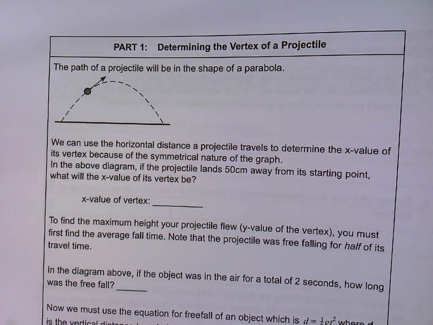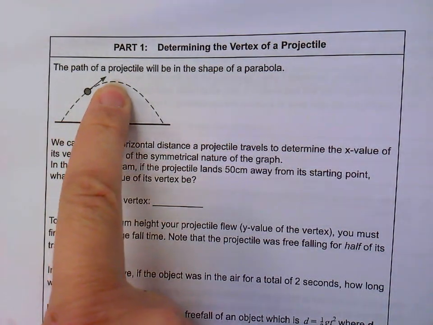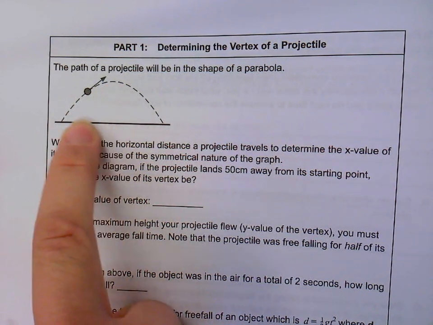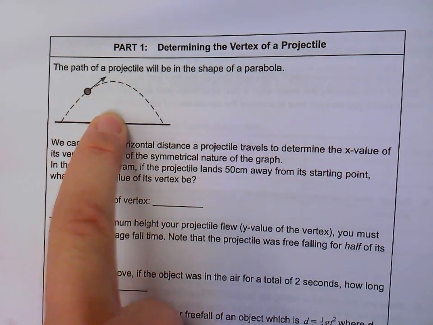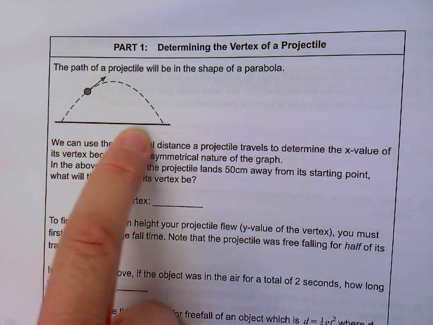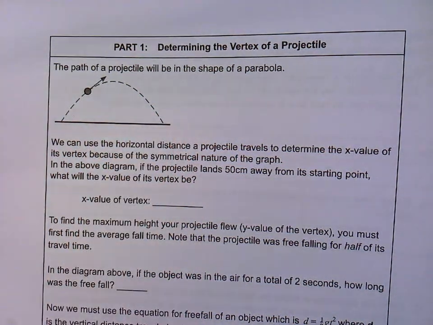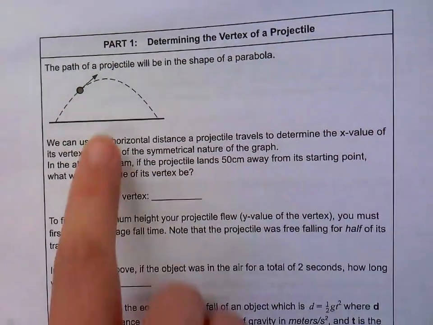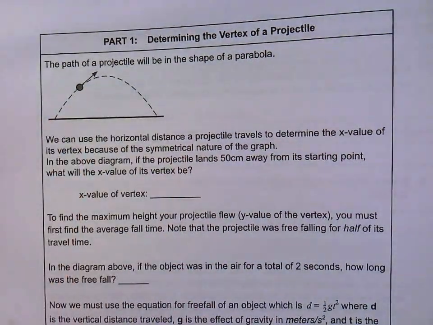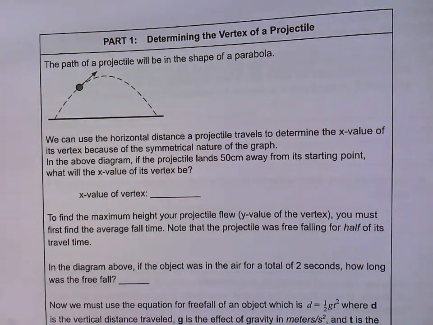To determine the x value of its vertex, because the parabola is symmetrical, right? If I want to find the vertex, I need the x value and the y value. The first thing you're going to measure is just how far does your ball go? If it goes 20 feet, guess what? The vertex was at 10 feet, halfway in between. To me, the x value is the easy part of the calculation. Whatever your distance is, just cut it in half.